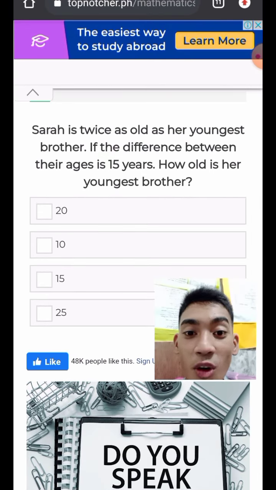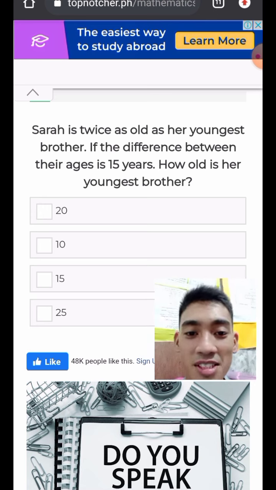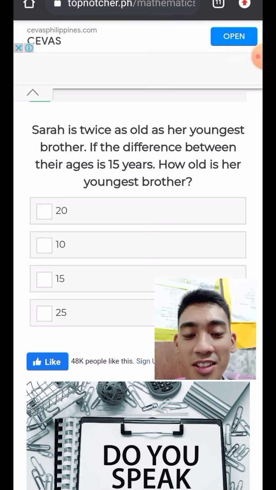Sarah is twice as old as her youngest brother. If the difference between their ages is 15 years, how old is her youngest brother? So if Sarah is twice as old as her youngest brother, and the difference between their ages is 15 years, how old is her youngest brother?